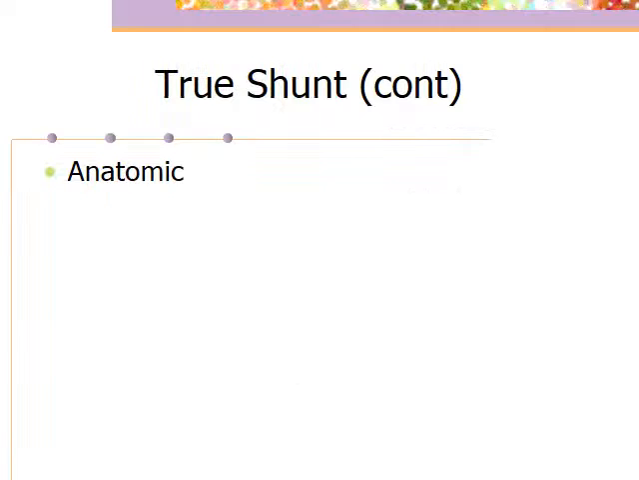That's okay. Anatomic shunts, we talked about these before. Those are just normal things that happen. Or you can be born with an anatomic shunt. You have congenital heart disease. You have a fistula in there. You have a vascular lung tumor. You might have a hole in your heart.